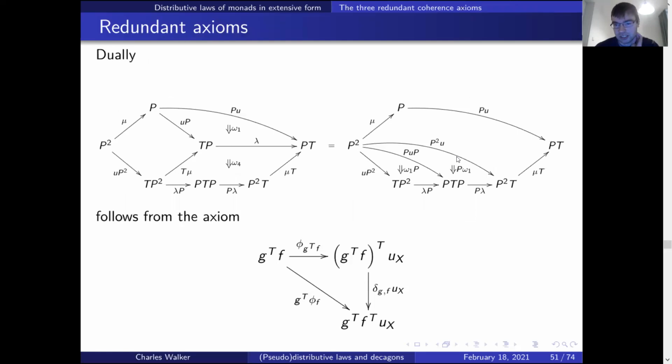And of course, the other one is just going to be the dual process of this. So you sub in the formula for this pentagon omega-4 in terms of the decagon, and then use the other redundant coherence axiom for a pseudomonad presented in extensive form.